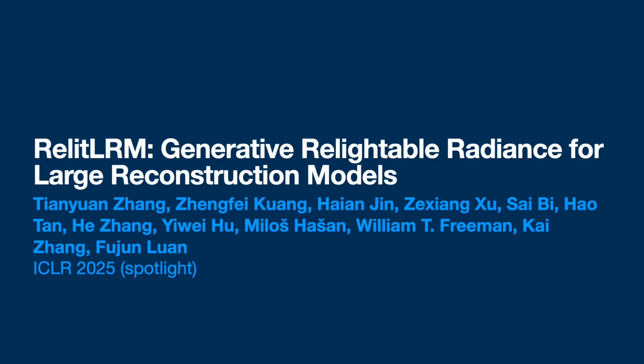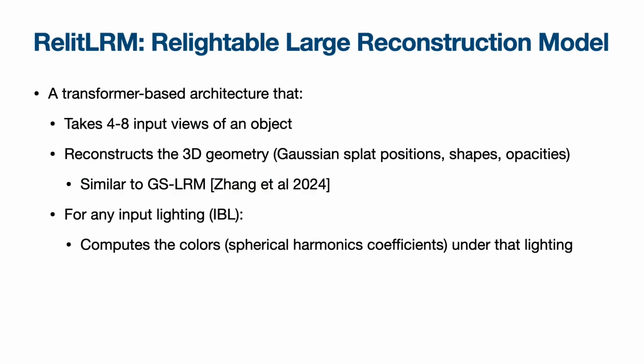So what Relit LRM is, well, I guess large is based on opinion, but it's a transformer-based architecture that takes 4 to 8 input views of an object, and it reconstructs the 3D geometry from them in terms of Gaussian splat positions, rotations, you know, all of that, and opacities. This step is similar to GSLRM. But then on top of this, for any given input lighting, given as an IBL, well, actually, in fact, 2 IBLs at 2 different exposures, it computes the colors under that lighting.